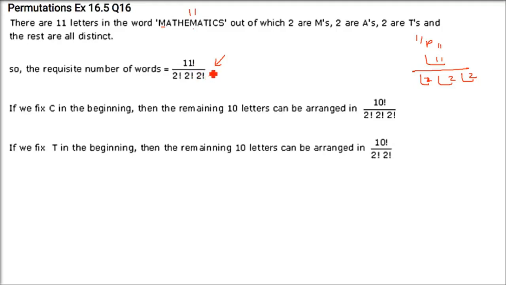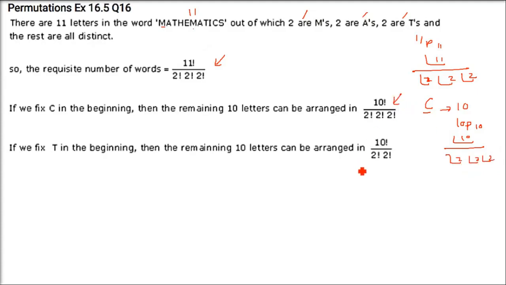Now how many of them begin with C? If you fix C, only 10 are remaining. So 10P10, factorial 10. And if you take C outside, since we have repetition of M, A and T, you have to divide by factorial 2, factorial 2, factorial 2.